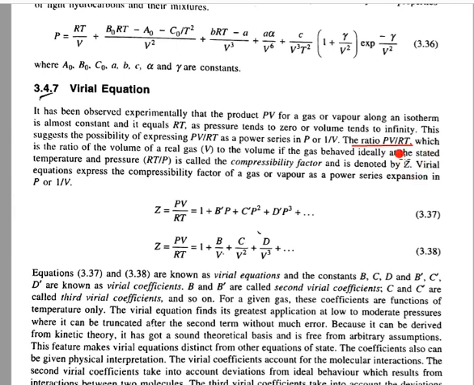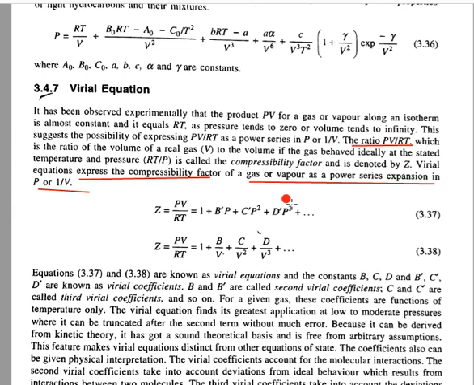So the virial equation expresses the compressibility factor of a gas or a vapor as a power series expansion in P or 1/V. Here the compressibility factor of a gas or vapor is considered in the form of a power series, with the expansion in terms of pressure or volume.